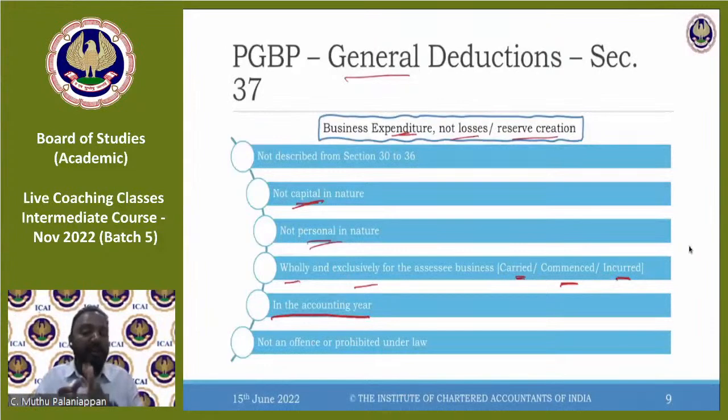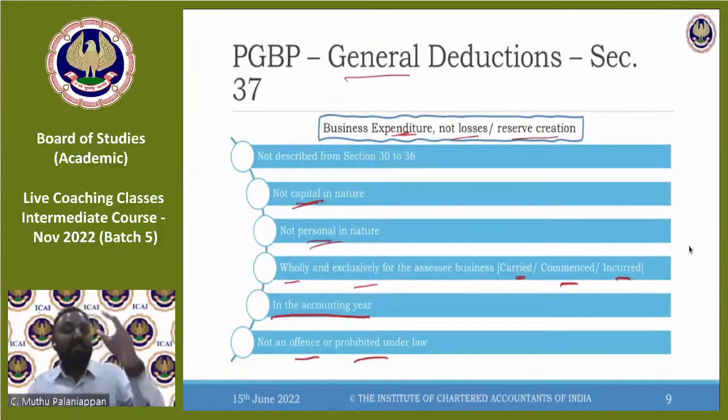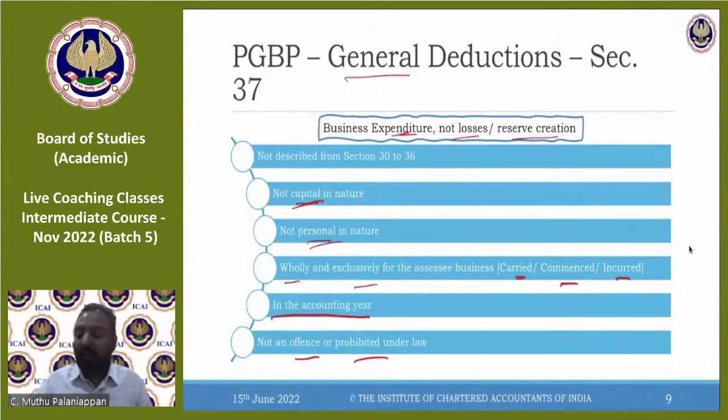For the relevant accounting year, it cannot be for any other period. So the prepaid, whatever the accrual and all, the prepaid or whatever it is, is not actually allowed. And the last condition is, it should not be an offense or prohibited under law. Just remember, when it comes to income, illegality is okay. But when it comes to business expenditure, offense or prohibited under law is not allowed.